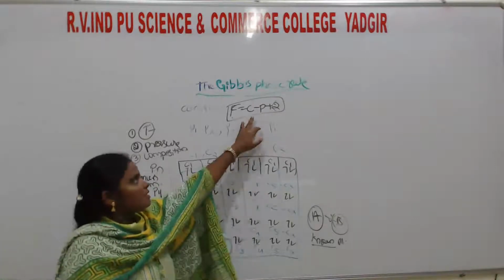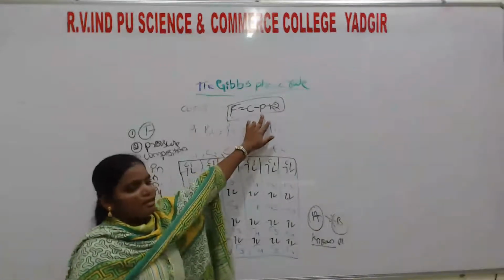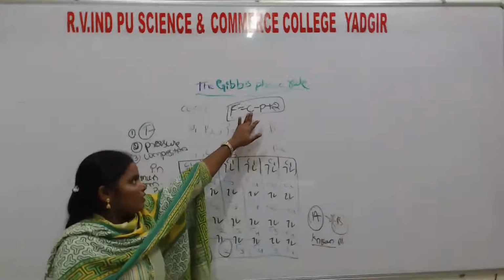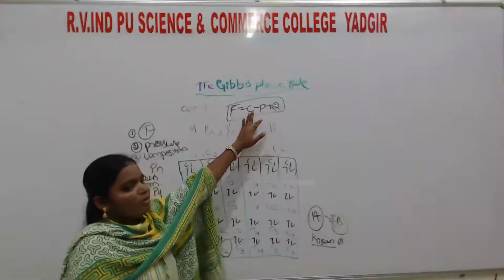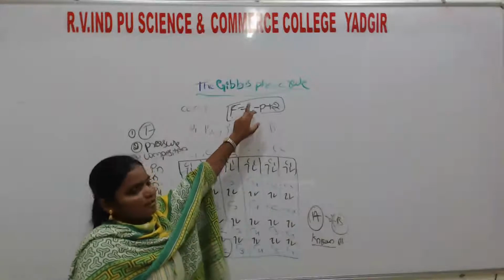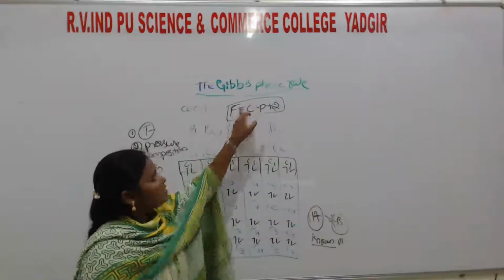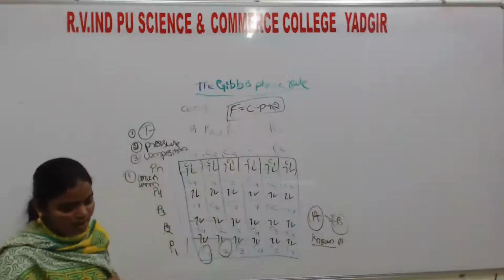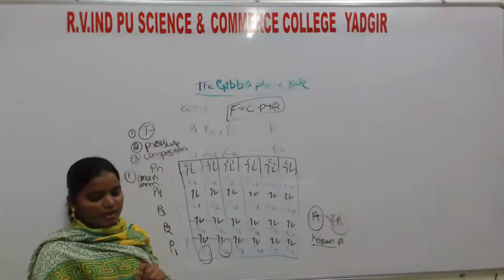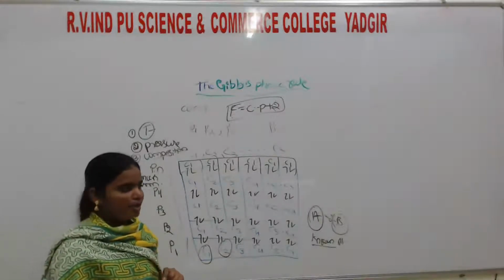C is the concentration, P is the phases. This is the concentration. It is known as the component term that changes. Here a single phase containing C components.